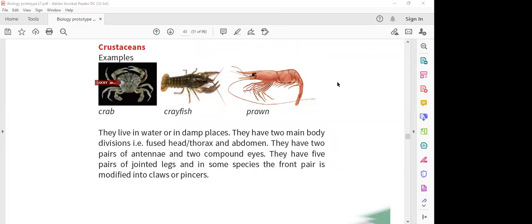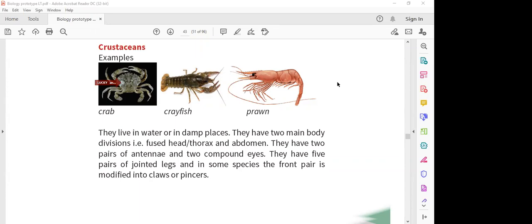Okay, very nice. Now, the plural for antenna is antennae, right? So you should make that correction. The word is antennae, which is the plural for the 2 pairs of antenna. Now, you see in the pictures shared there, we see a crab, a crayfish, and then a prawn. These are 3 examples of crustaceans, which are common in water bodies or in damp places.